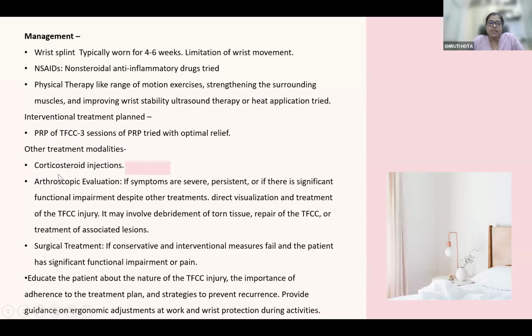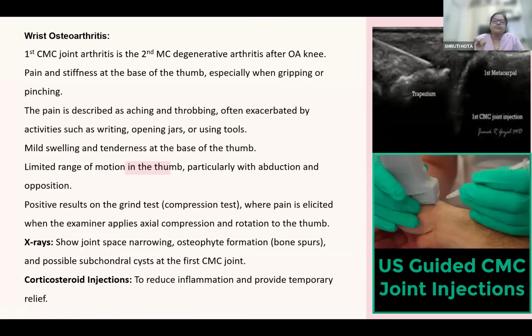Then arthroscopy evaluation also: if the symptoms are severe, persistent, and there is significant functional impairment, then you can go for an arthroscopic evaluation and surgical treatment. If all the interventional measures fail, then go for surgical treatment. But patient education is the most important thing here.